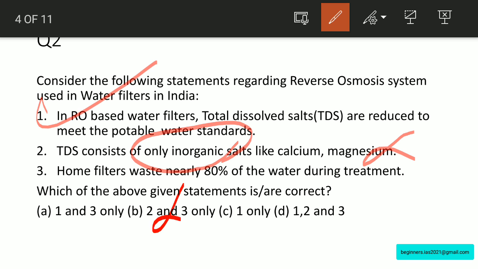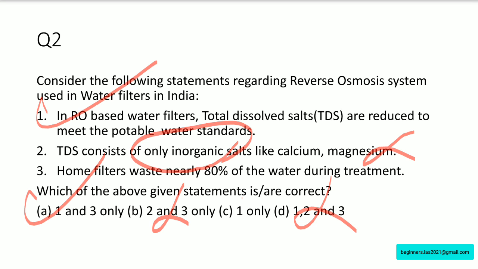You can eliminate B and D. If you analyze the options, of the remaining options A and C, obviously one is right. Let us see statement number 3. Just now we have discussed that home filters waste nearly 80% of the water during treatment. Therefore, 1 and 3 are right. Option A, 1 and 3, is right for this question.